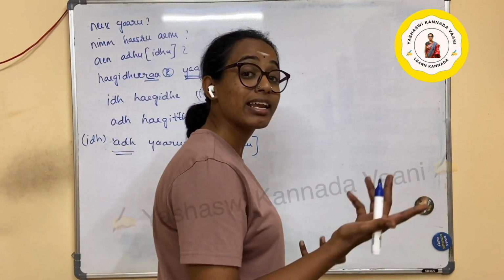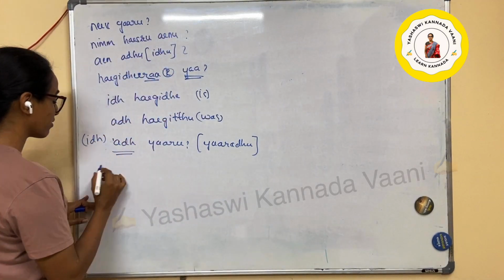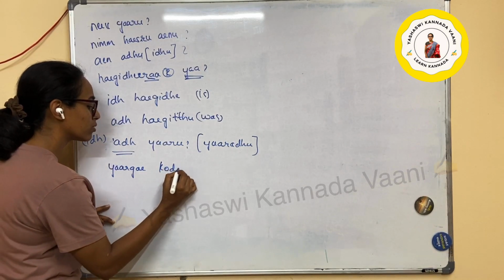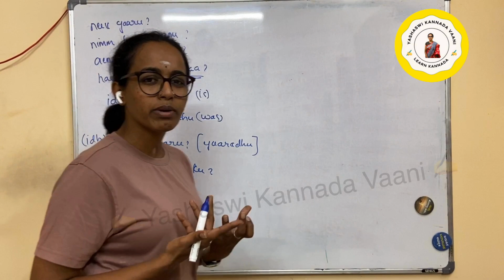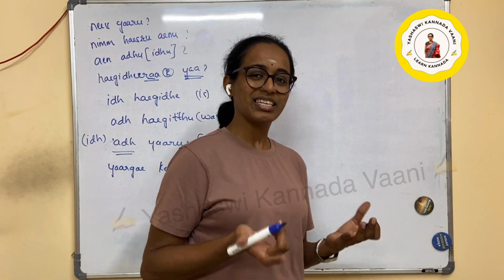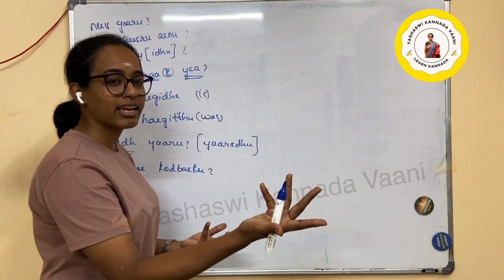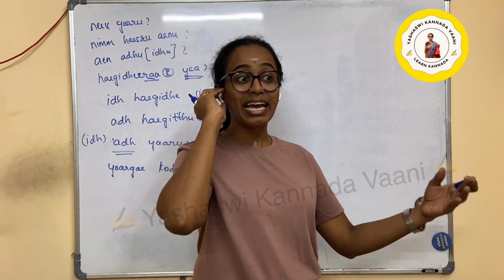Next one. To whom? Yarge. To whom should I give? Yarig kodbeku. Yarige. Yarge kodbeku. Kodbeku is should give. Okay. To whom should I give? Yarig kodbeku. Clear? Here I can't use this yarge at the end. You can't say kodbeku yarge. That makes the sentence completely absurd. So you can't use that one. You can simply say yarig kodbeku.